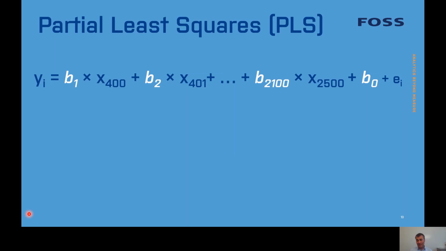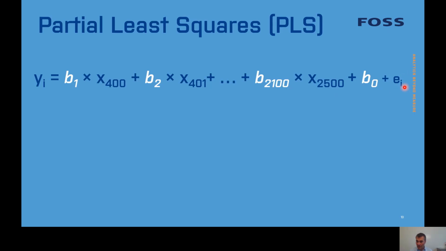The PLS regression method expands the univariate approach. So instead of just one item here, we add for all wavelengths a multiplication, and we add all these parts. So the protein is equal to a regression coefficient number 1 multiplied by the intensity at the first wavelength, 400 nanometers, plus number 2 times the intensity at 401 nanometers, and so on until we reach 2,500 nanometers, plus an offset and plus noise.